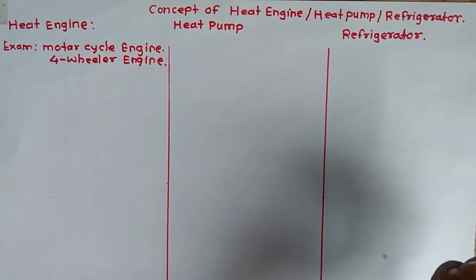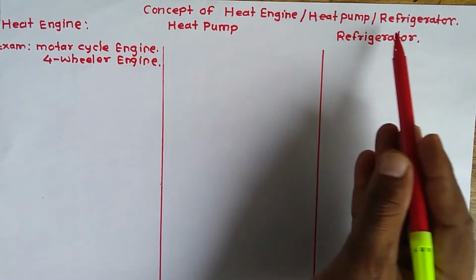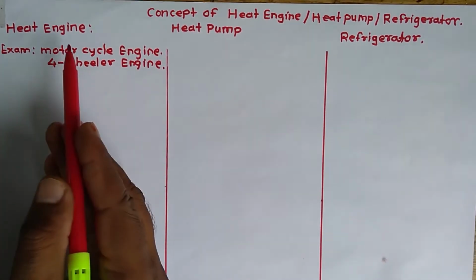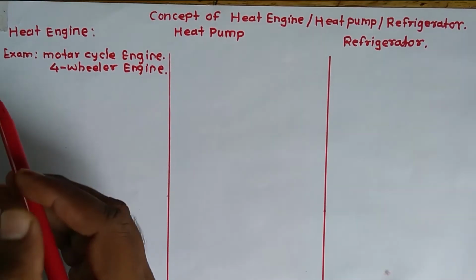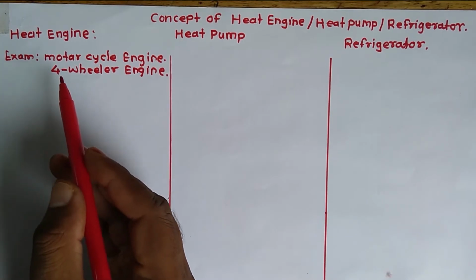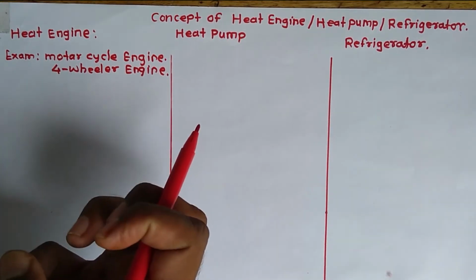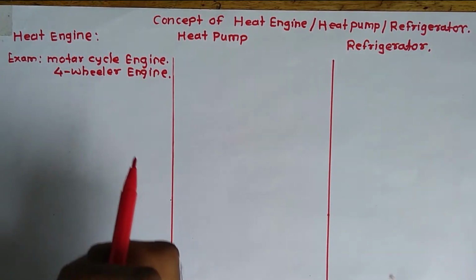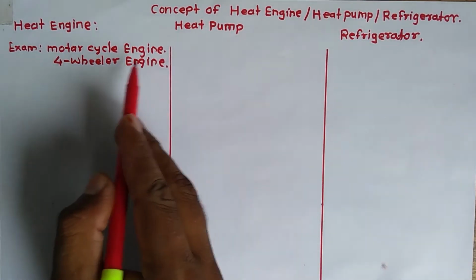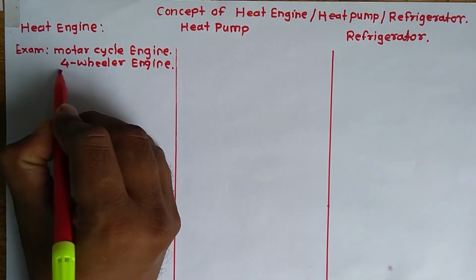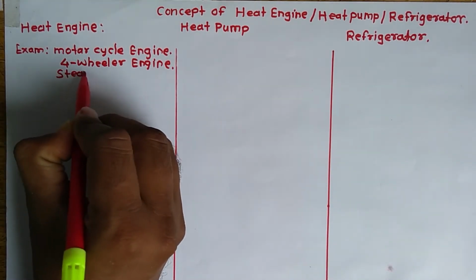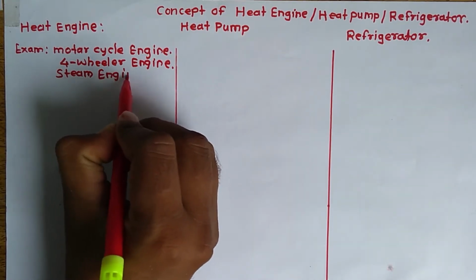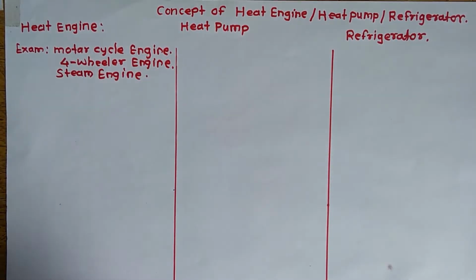Hello friends, today we will see the concept of heat engine, heat pump and refrigerator. So first we will see the heat engine. What is a heat engine? The heat engine is a device which produces power continuously by absorbing some heat from a heat source. Examples of a heat engine are the motorcycle engine, the boiler engine, or we can say the steam engine. These are the examples of heat engine.